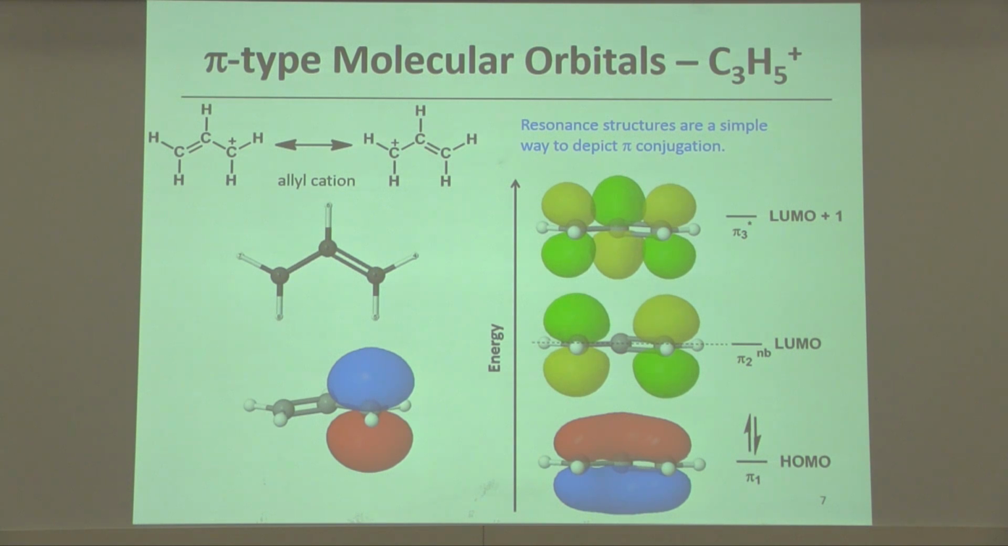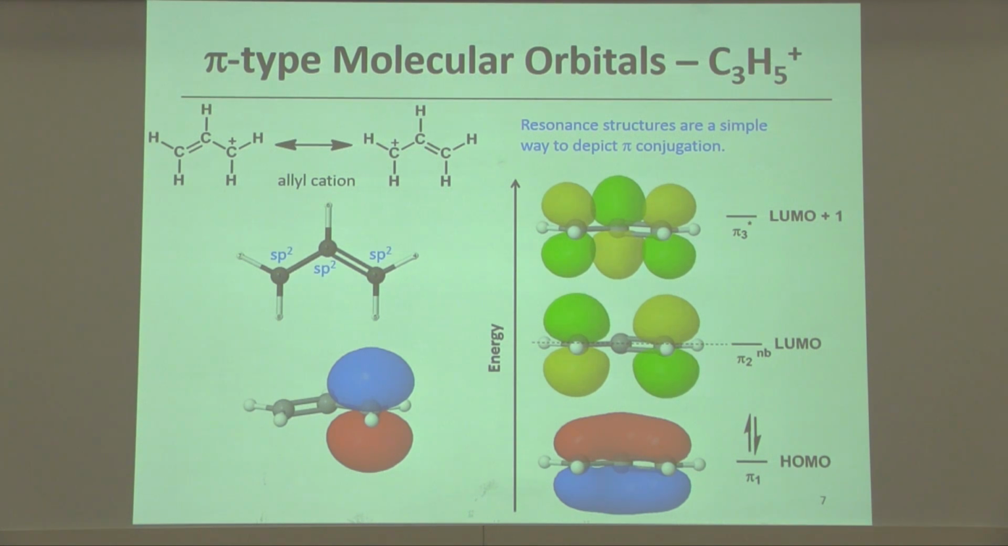The other thing that I think is important to take away from this slide is a simple connection between the number of p orbitals used by the atoms involved in the conjugation and the number of molecular orbitals generated. It will always be true that if 3 p orbitals are overlapping to make a pi system, there will be 3 pi molecular orbitals generated.